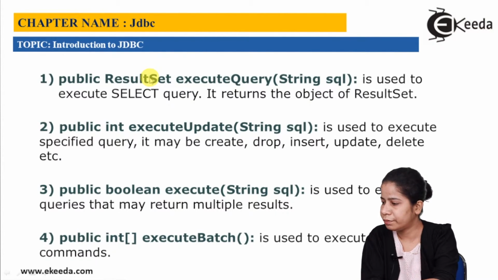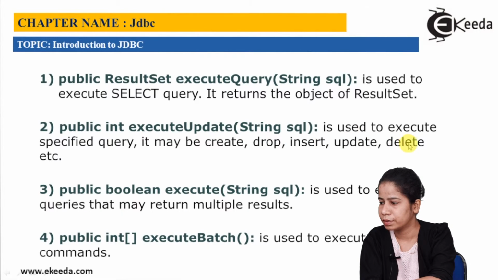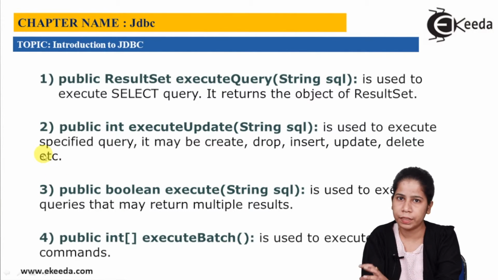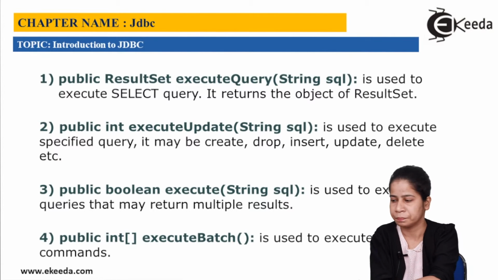Then we have public int executeUpdate. It also takes a SQL statement, but this method allows me to execute DML statements only. So statements like create, drop, insert, update, delete can be written by using executeUpdate. No select statement can be entertained by this method.